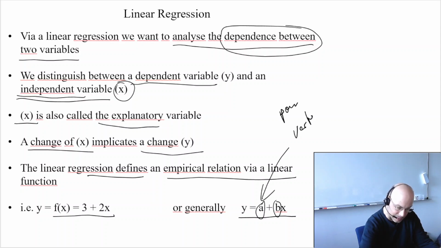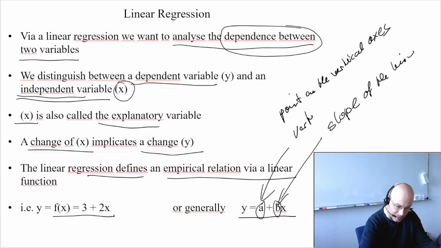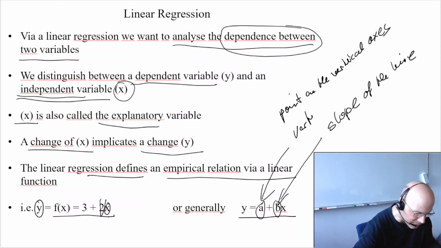point on the vertical axis, and this is the slope of the line. If this is maybe here 2, then it means if x increases by 1, then y increases by 2 times 1 is 2. Not very difficult.